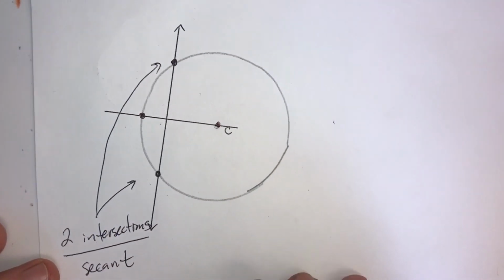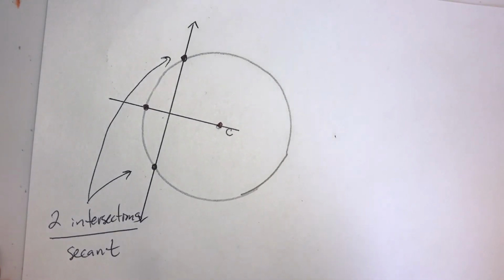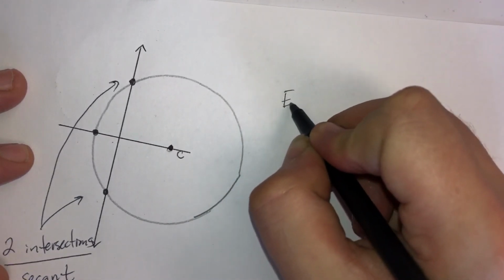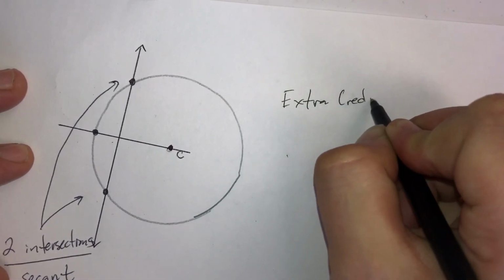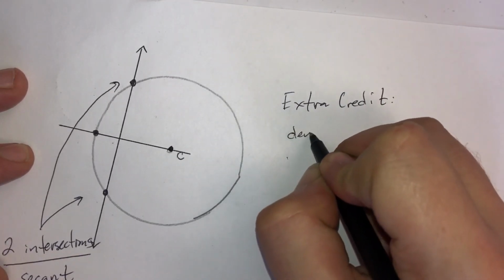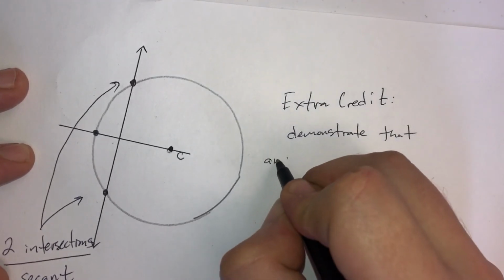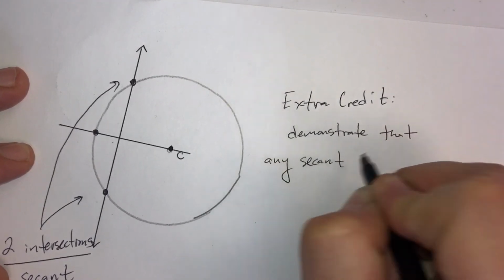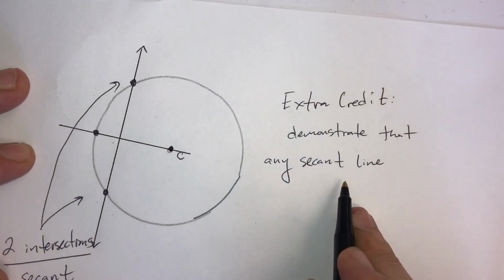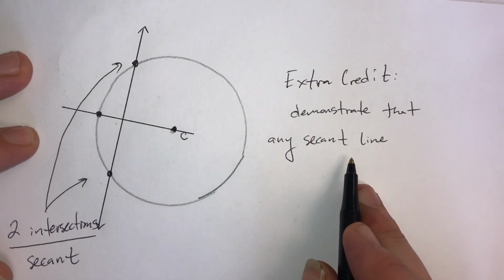All right, so think about how you might do that, how you might demonstrate that the secant line is perpendicular to the radius. We will certainly use that fact much later in the year when we talk about circles and their properties. So your goal is to demonstrate that any secant line, remember that's a line that intersects a circle in two places.